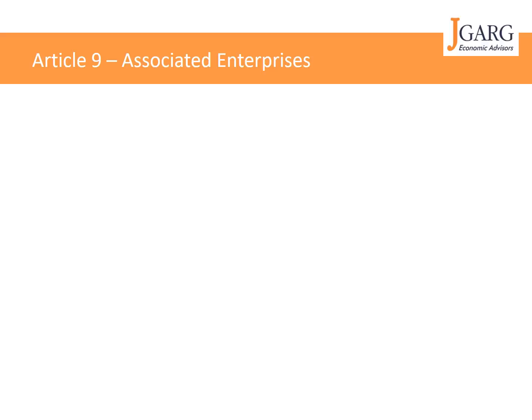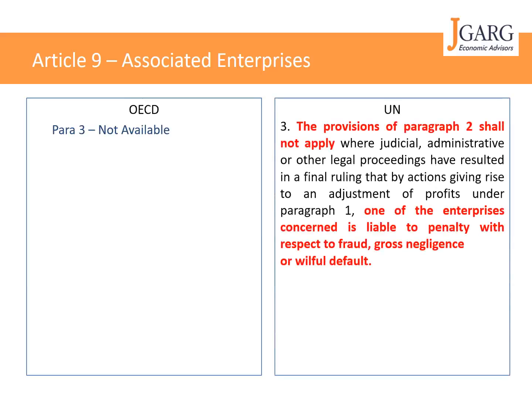Now let's move on to the last paragraph of Article 9. We do not have para 3 in Article 9 in OECD, but we do have para 3 in UN Model Convention. What does it say? It says the provision of para 2 shall not apply where judicial, administrative or other legal proceedings have resulted in a final ruling that by action giving rise to an adjustment of profits under paragraph 1, one of the enterprises concerned is liable to penalty with respect to fraud, gross negligence or willful default.